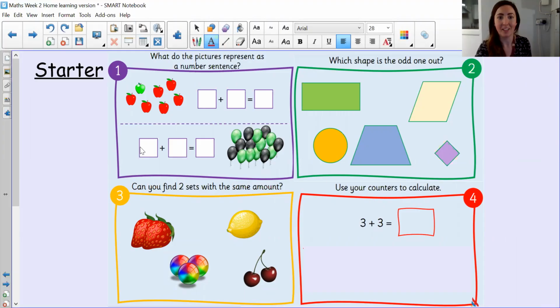Friday starters. So number one, what do the pictures represent as a number sentence? Number two, which shape is the odd one out? Number three, can you find two sets with the same amount? And number four, calculate 3 add 3.